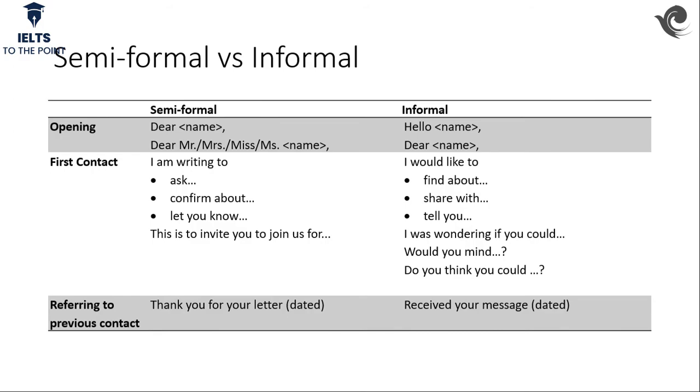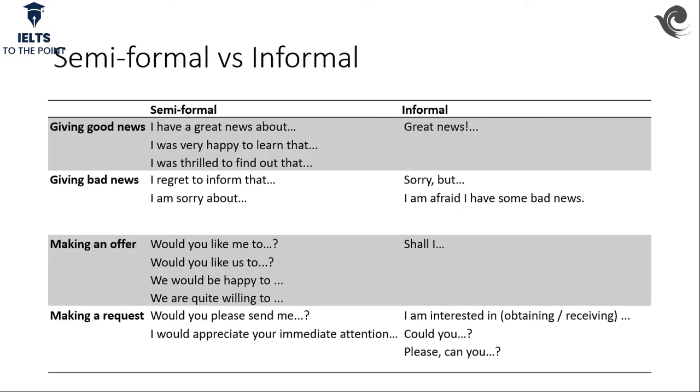All right. Then if you want to give good news, you can say, as far as semi-formal is concerned, I have great news about this. When it comes to informal, you can simply say great news and then write that news particularly. If you want, you can take the screenshots right now, or probably I'll be sharing this particular recording quite soon with you guys. If you want to give bad news, you can say I regret to inform that. If you want to write the same thing in informal letters, you can say just sorry, or I am afraid I have some bad news. Again, be very direct, be very straightforward.